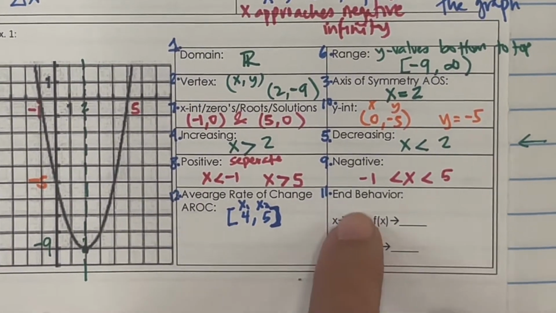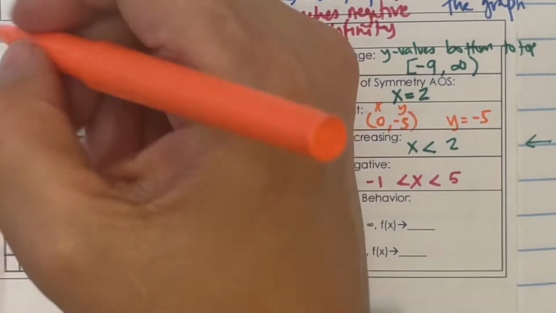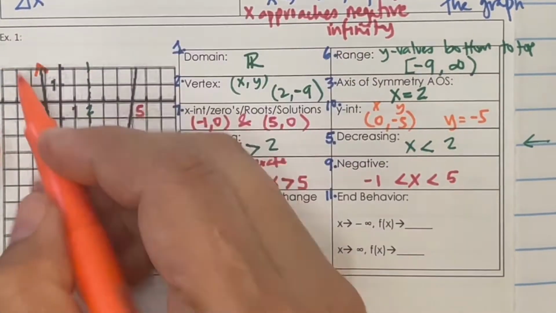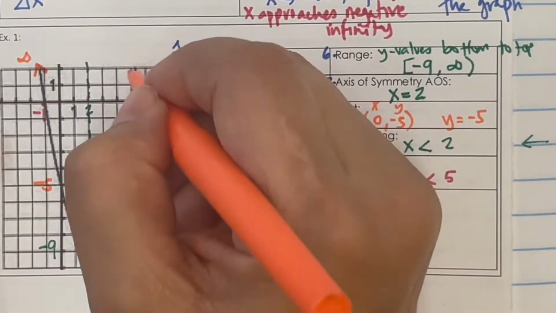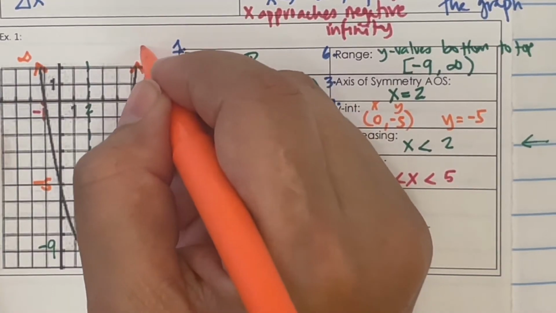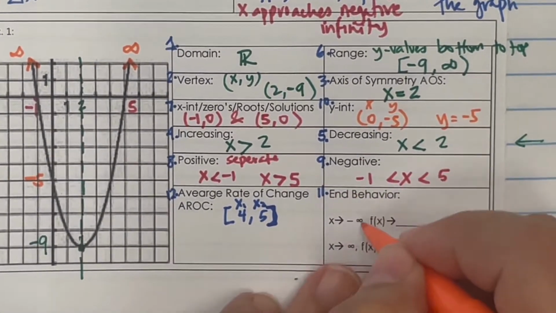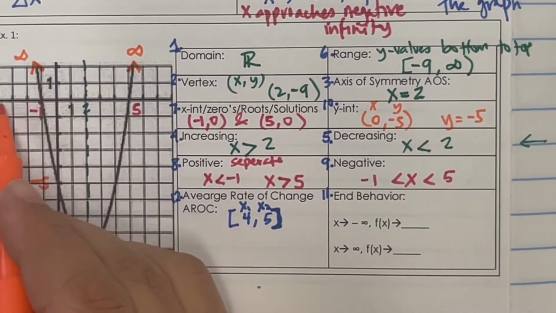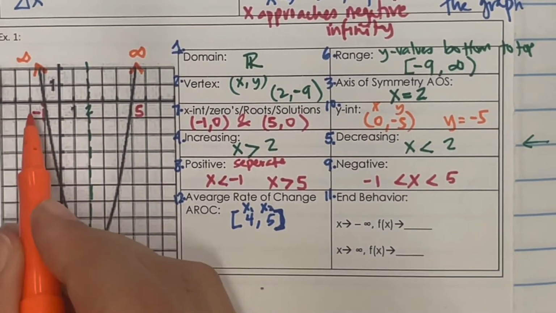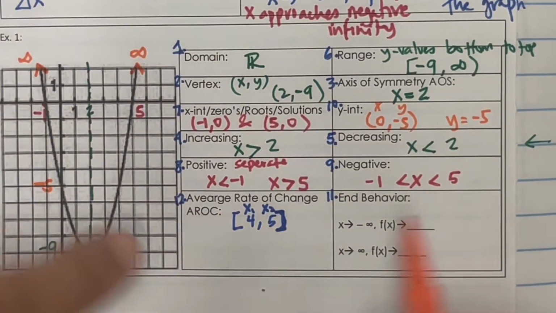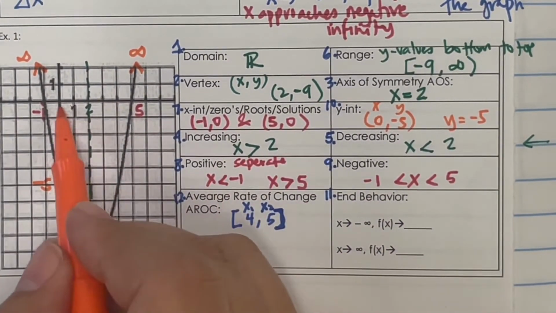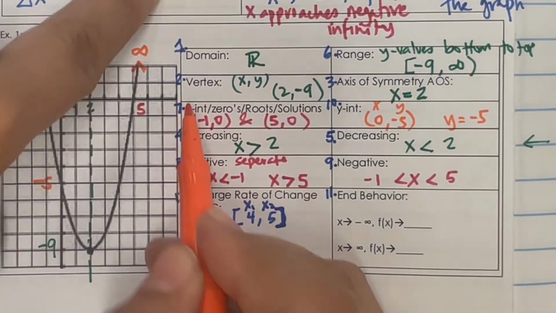End behavior, what's happening at the end of the graph? So let's look at the end. So here's the end of the graph. Where is that going? To infinity. Here's the other end of the graph. Where is that going? To infinity. Okay, so how do I write that out? So what this means is as x goes to negative infinity, y is going, on the left-hand side, y is going up. And then as x is going to positive infinity, as x is going this way, y is going up too.